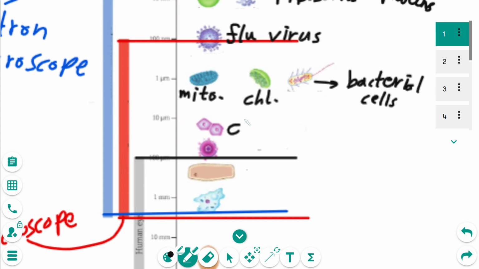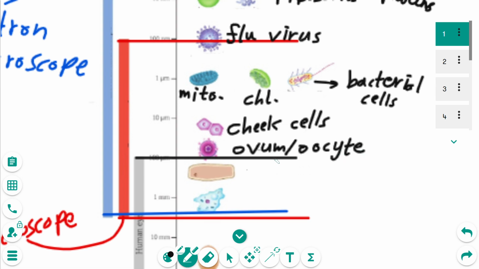So these ones are human cheek cells. And then this one is an egg cell, or ovum, or oocyte. At university we don't call them ovum anymore, we call it oocyte. Then we start getting past 100 micrometers, and into around a millimeter. Just below a millimeter, we see these cells, which are onion epidermis, if I can spell that correctly.